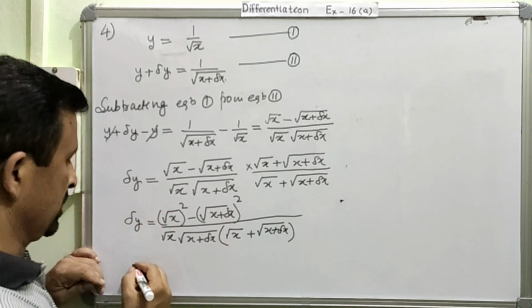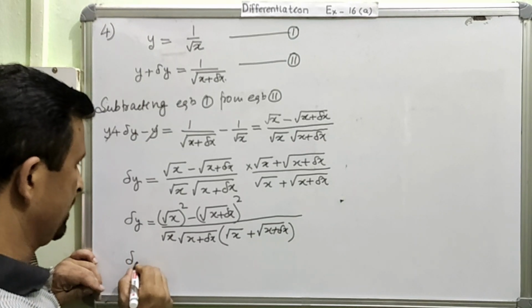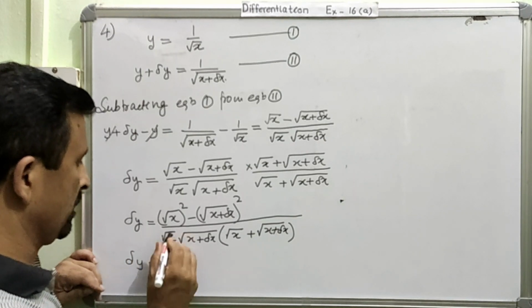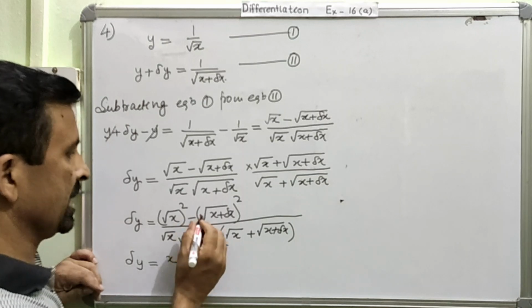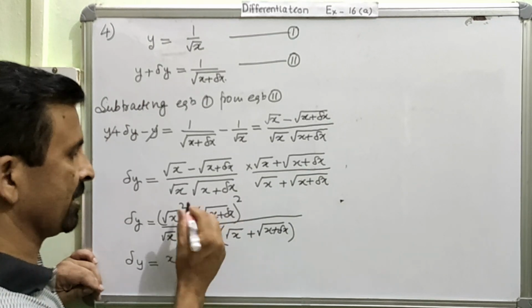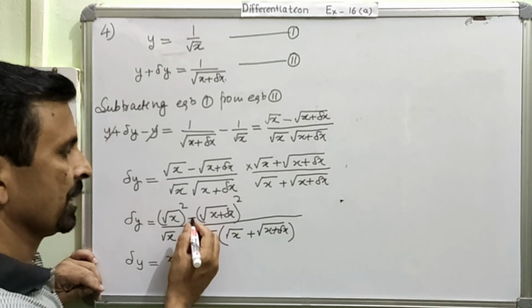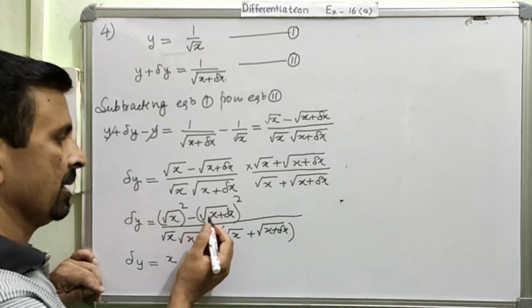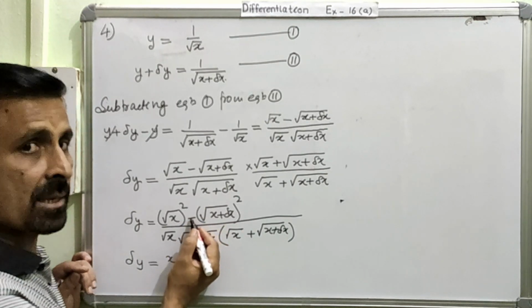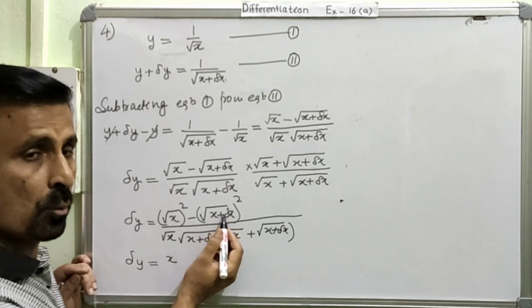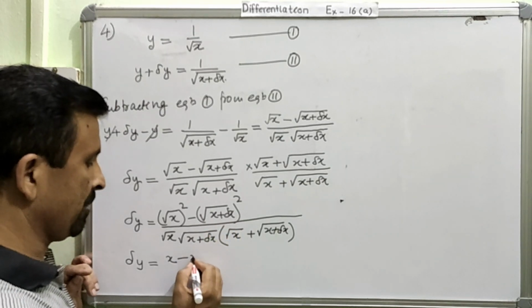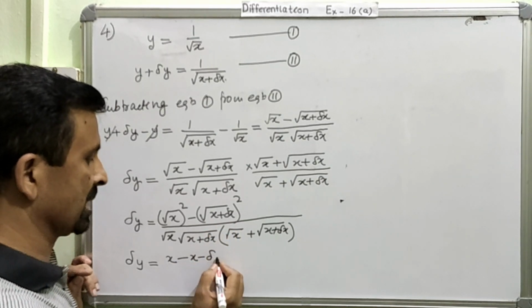Is this okay? So in the next step, delta y is equal to, this will become x, this will become just x plus delta x, and at the same time I will open the bracket so that I can simplify the sign. When I open the bracket, before that there is a minus sign, therefore the sign of these two will change. So this x will become minus x, this delta x will become minus delta x.